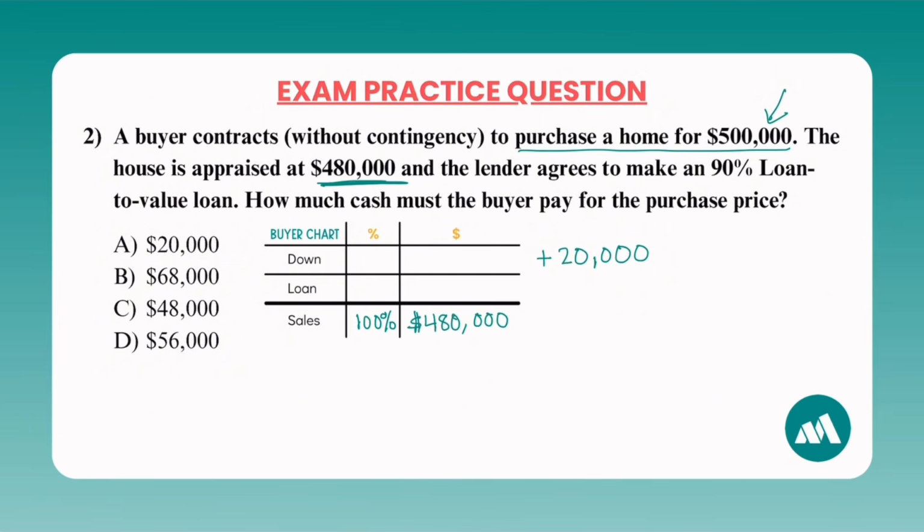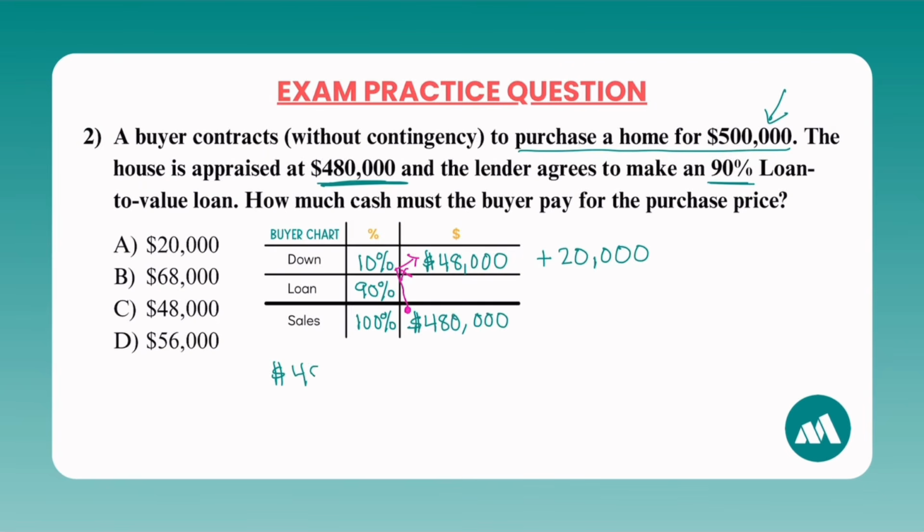So let's see here. We have a 90% loan to value, so we could put that here, which means we have a 10% down payment. Multiply 480,000 times 10%, and that is going to give us a down payment of $48,000.